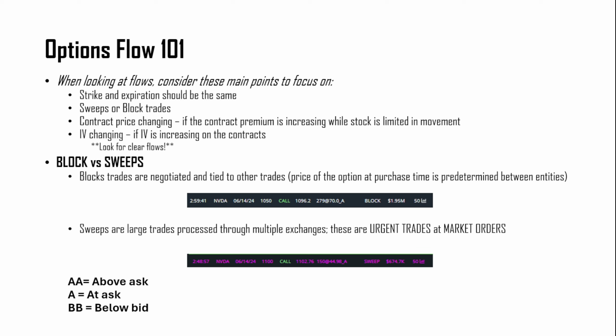And then we have three different terminologies for any options that you'll see. You'll see above ask, which is AA. You'll see at ask, which is A. You'll see bid, which I forgot to put on there, which is just B. Bid and below bid are usually being closed, or those are options being written. Above ask and ask are usually being bought or opened. It's basically following big money with this flow. This is what big money's currently buying.